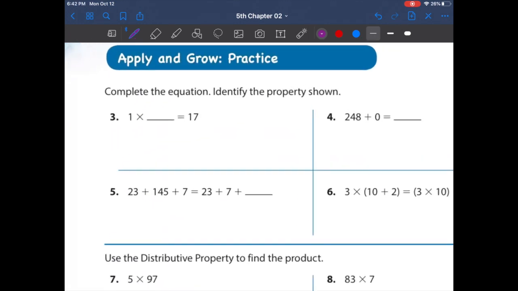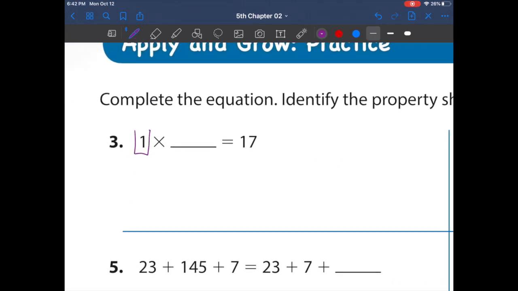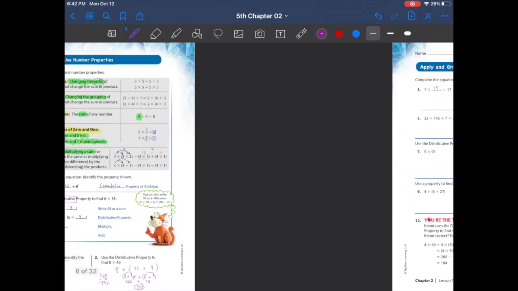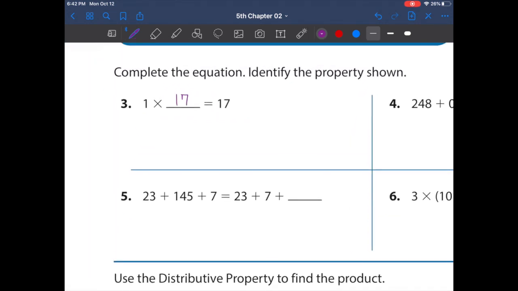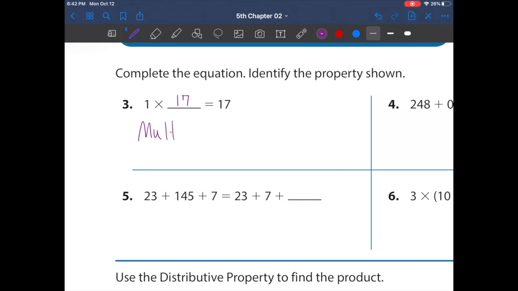In this section, apply and grow, we are going to be using a few of the other properties. So all of a sudden, I already know that anything multiplied by 1 is going to be that number. So what times 1 will get me 17? Well, that's 17, right? 1 times 17 is 17. And which property is that? That's going to be the multiplication property of 1.